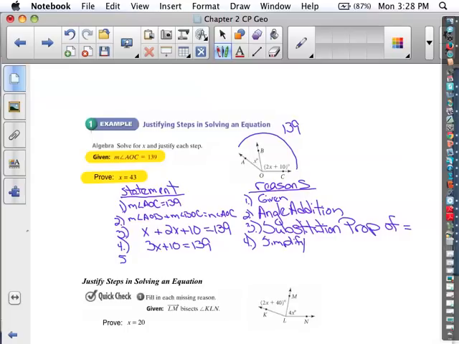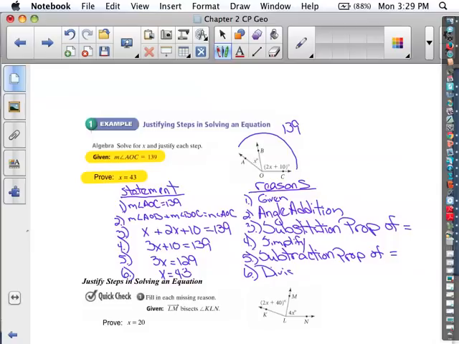The next thing you would do algebraically, as you're looking at this, you would subtract 10 from both sides. So instead of writing down that minus 10, you're just going to go to what the result would be. 3x is equal to 129. And that is the subtraction property of equality. Finally, number 6, I'm going to then divide both sides by 3, and I'll get that x is equal to 43. And if you look at that algebraically, the property that you used is the division property of equality.